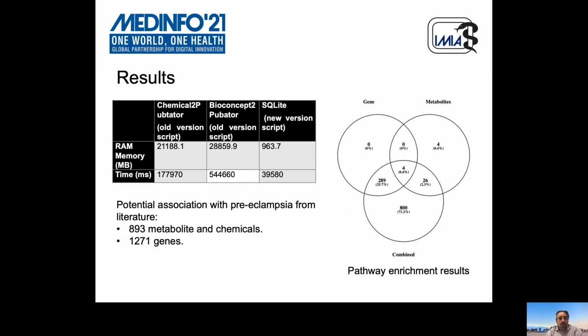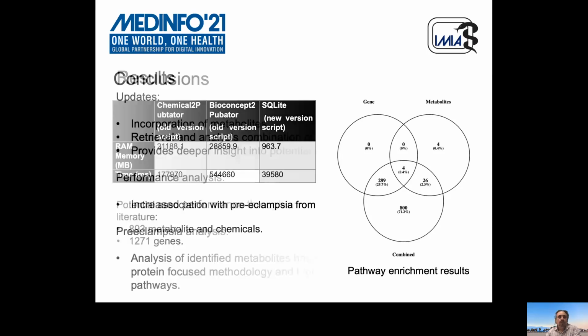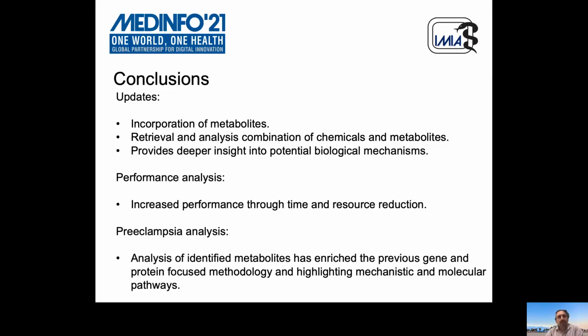The gene analysis on its own was able to identify 293 different Reactome pathways. The analysis of metabolites on their own identified only 34 pathways, but when we went to the combined analysis, this went up to almost 1,100 different pathways, and we were checking those with some experts in the domain, and those made sense.